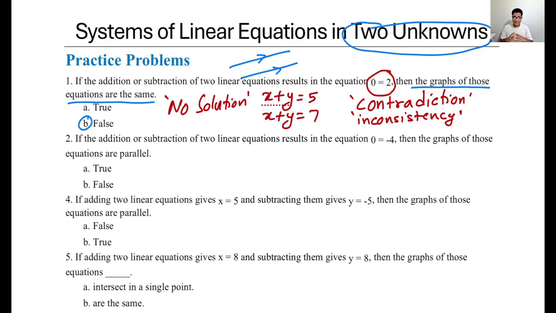Moving on. The next question actually gives you the correct option. If the addition and subtraction gives you the result 0 equals -4, so something fundamentally false, then the graphs of those two equations are parallel. Yes, that is true.